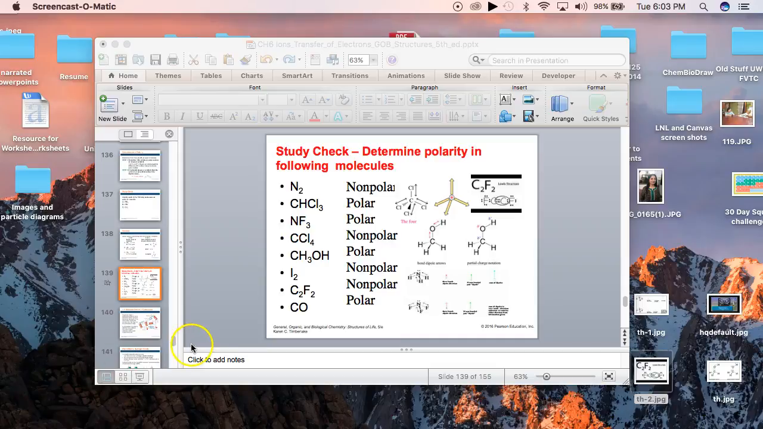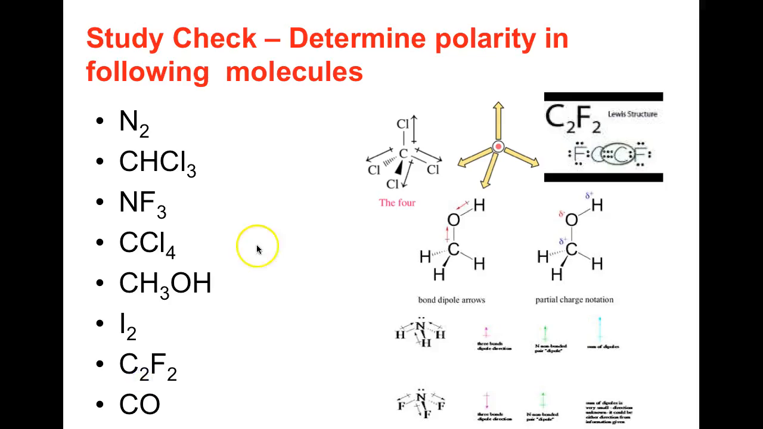Okay, continuing where we left off. I think we already did this in the last video. However, to recap, how do you determine polarity in the following molecules? So like this is two nitrogens, so the bond is nonpolar, therefore the molecule is nonpolar.